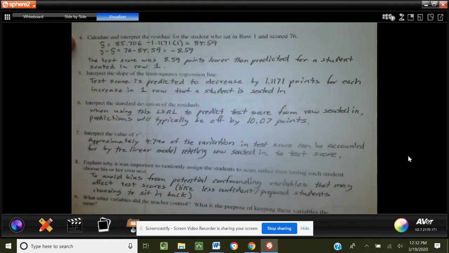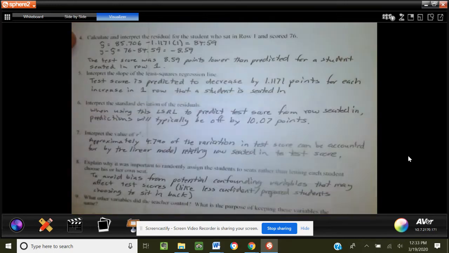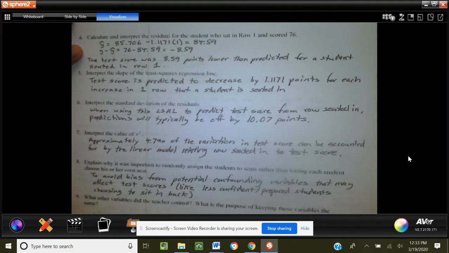Interpret the slope. That should make sense. It's predicted to decrease because it's negative, for each increase in x, one row. Interpret the standard deviation of the residuals. When using this LSRL to predict test score from row seated in, predictions are typically off by 10.07 points. Again, from the computer output, S is right here. R squared is right here. So interpreting R squared, I've got the word approximately in there.